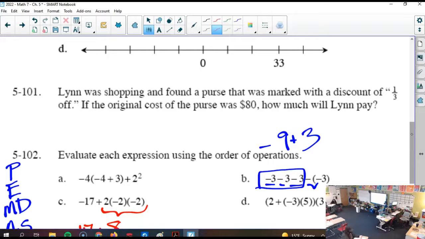They rounded. Well, actually, more so you rounded is what it sounds like. So it says, how much will Lynn pay? So this is the trap door right here in 101. The discount is a third off. And I think I had a hint that I typed in there. But if it's a third off, what fraction do we pay? We pay 2/3.